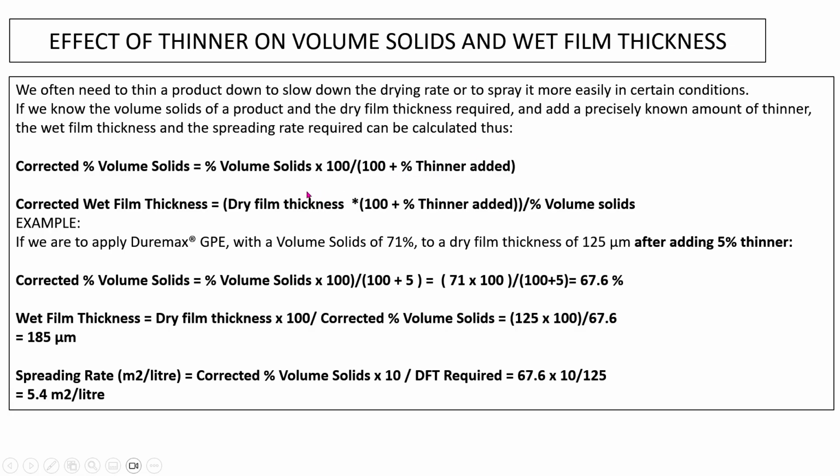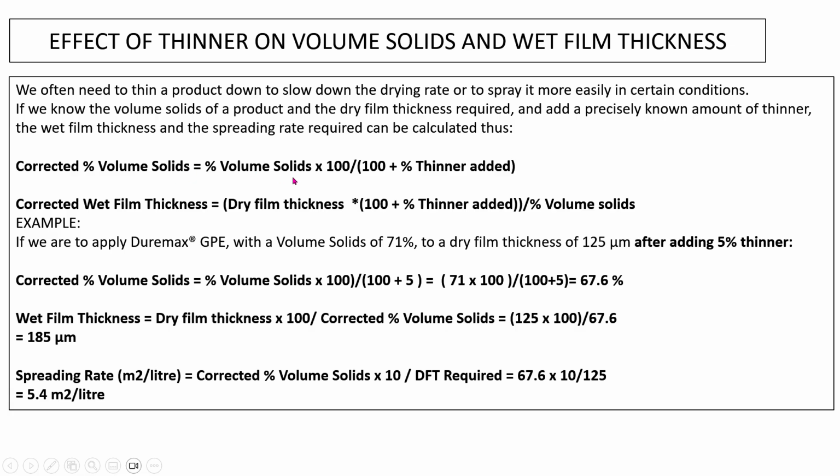So when we are using thinner, certainly your volume solid percentage will change. So what will be the new corrected volume of solids? Earlier, volume of solid was mentioned as 100 divided by 100 plus thinner. How much thinner you have added? So the corrected volume solids will be your new volume solids.